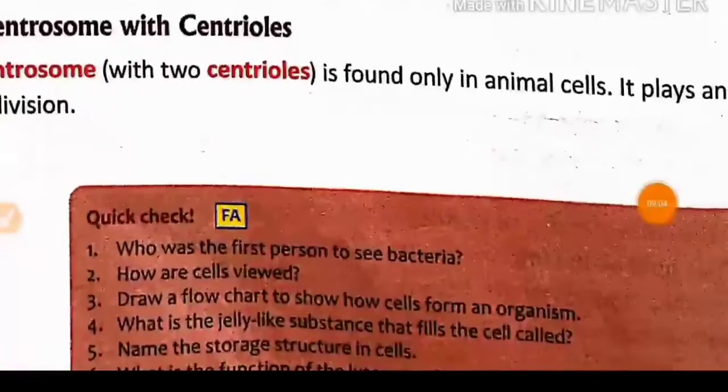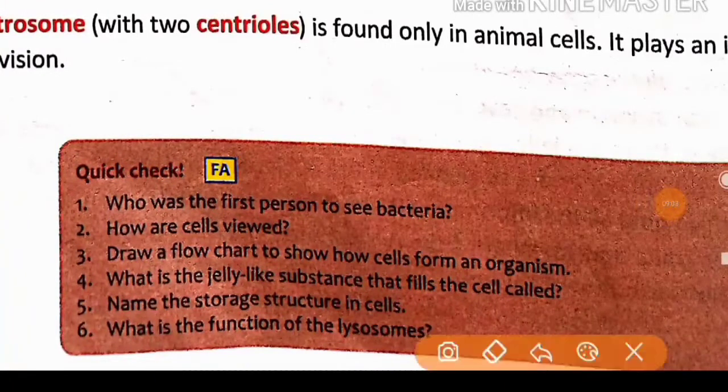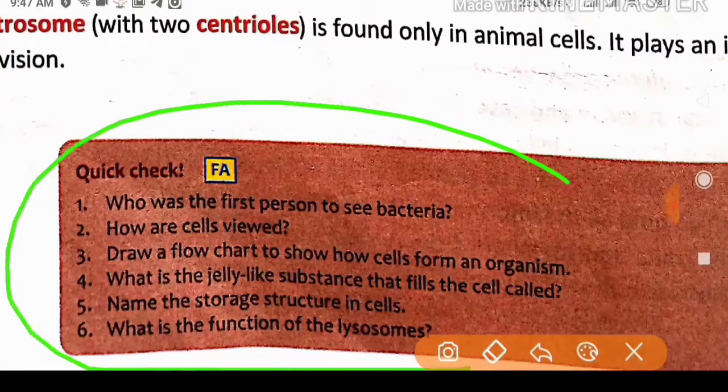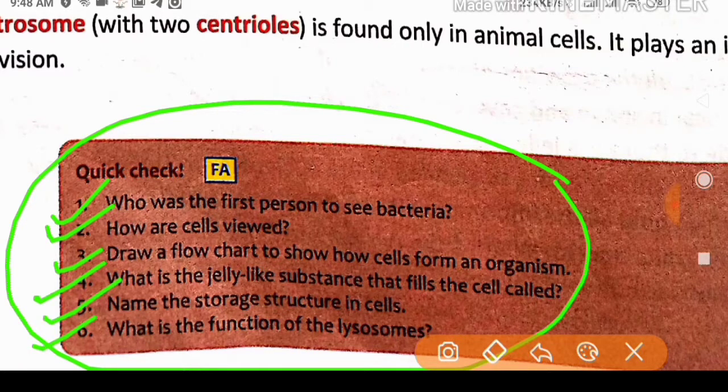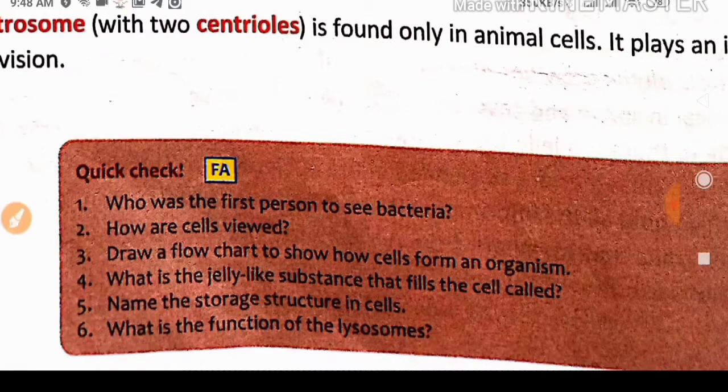So these are some quick check questions given in your book, and you have to write them. Who was the first person to see the bacteria? Last week we discussed that. Draw a flow chart to show how cells form an organism. What is the jelly-like substance that fills the cell called? Name the storage structure in the cell. And what is the function of the lysosomes? We already discussed these in this chapter, so you have to write their answers.